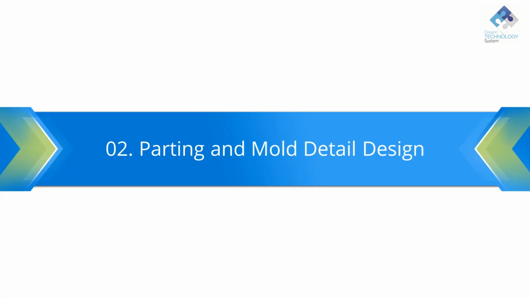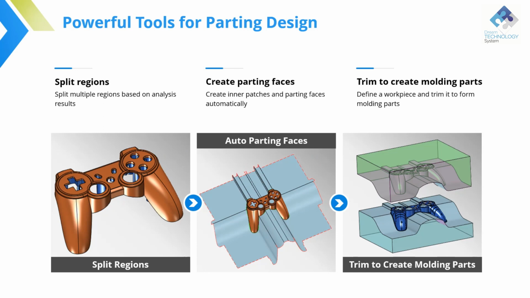The second part is parting and design. ZW3D provides a proven parting workflow from region analysis to parting face creation and trim to molding parts. Users can split the product into different regions based on the analysis result. Then, you can create inner patches and create the parting surface automatically by auto parting surface. Finally, trim the workpiece into molding parts in one click.